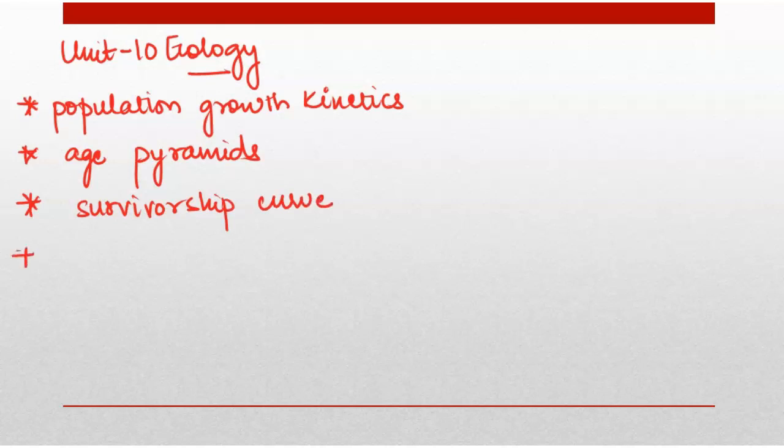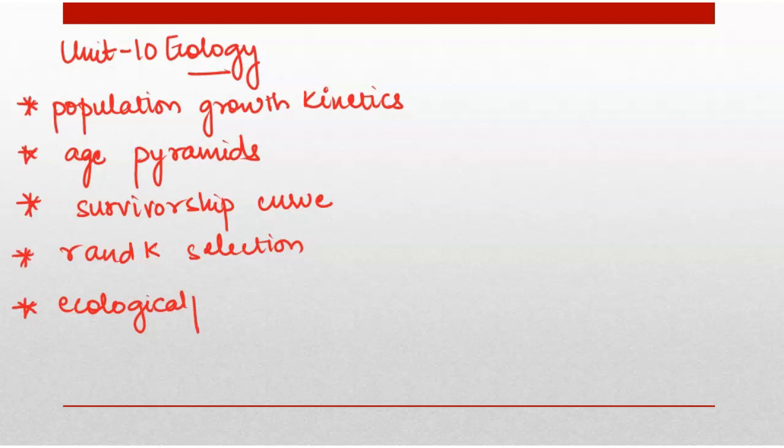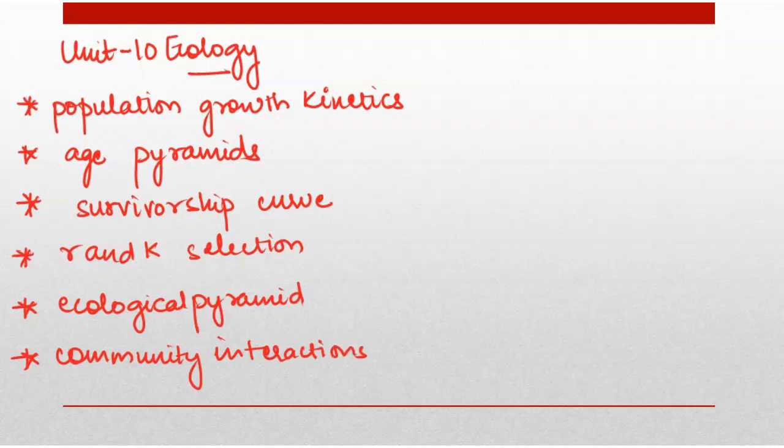Then is r and K selection. Then is ecological pyramid. Then is interactions, community interactions, Lotka-Volterra curve. Then is ecosystems, marine, terrestrial and all.